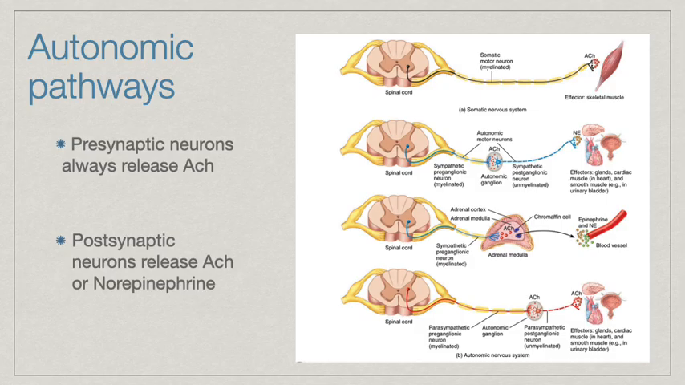So, our postganglionic neurons or our postsynaptic neurons after that ganglia are going to release either acetylcholine as well, or if they are sympathetic neurons, they are going to release norepinephrine. Norepinephrine can be released from the adrenal medulla and directly into the bloodstream, or as a neurotransmitter from our postganglionic neuron directly to the effector cells.